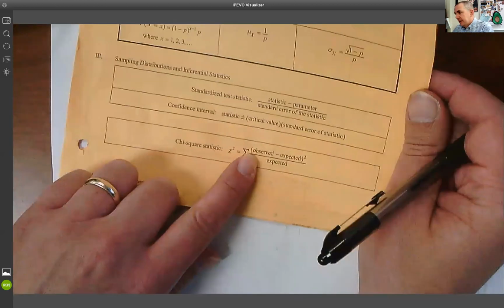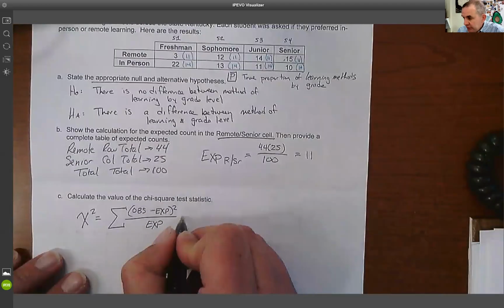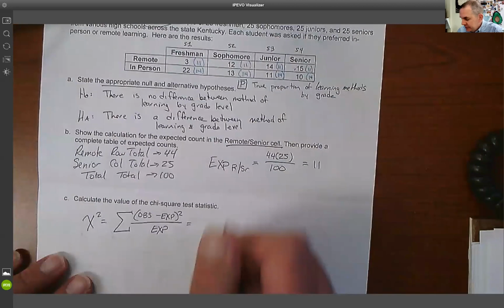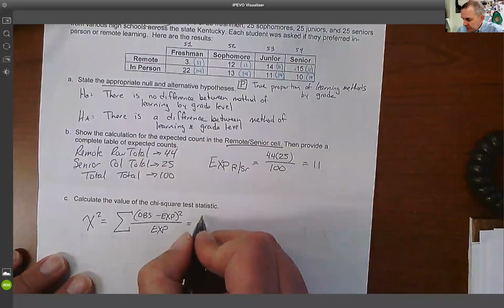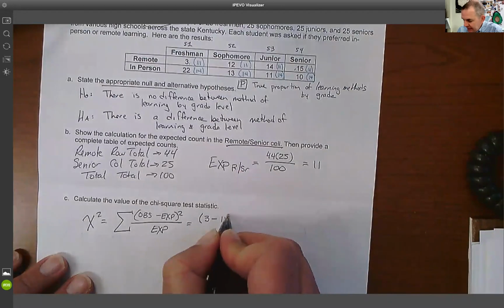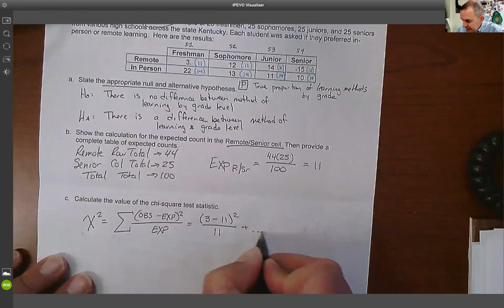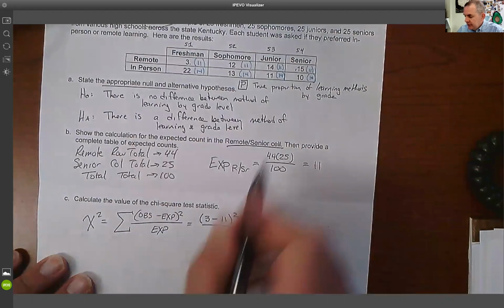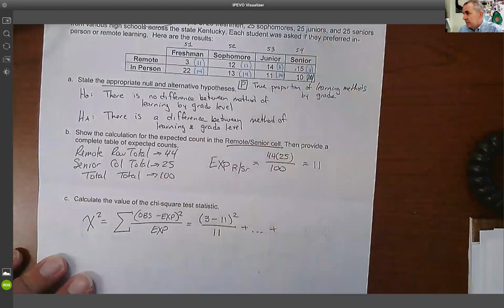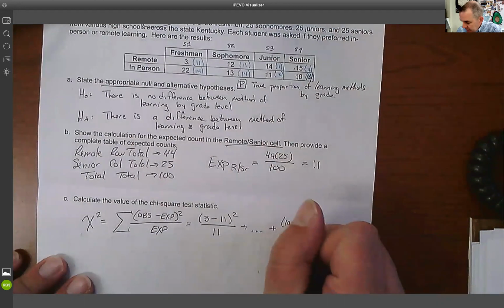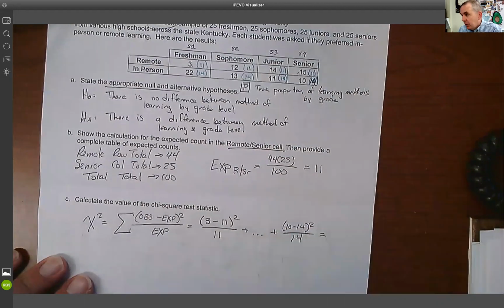There's chi-squared right down there at the bottom: observed minus expected squared divided by expected. What I want to show you is we're going to do the first and the last. So in this case, this is the first, this is the last. We're going to do observed 3 minus expected 11 squared, (3 minus 11) squared divided by 11, plus, we're going to jump down here. This is 10, and that's a bad 14, so we'll make that a little brighter. 10, 14. (10 minus 14) squared divided by 14. And we're going to go to the calculator.